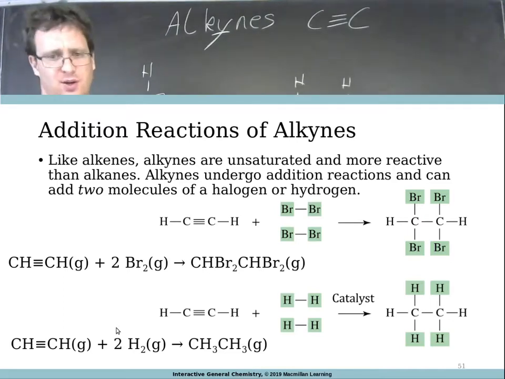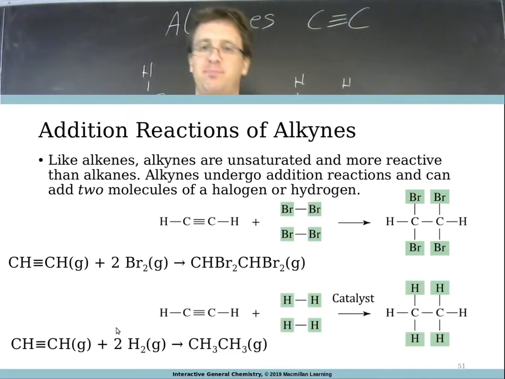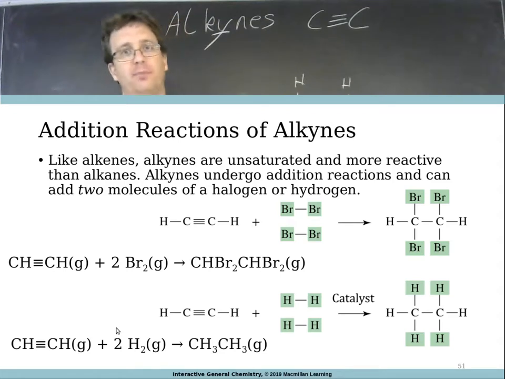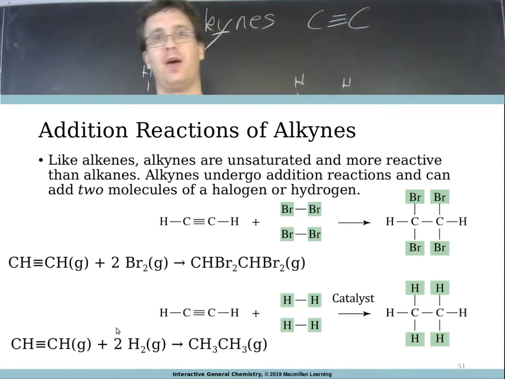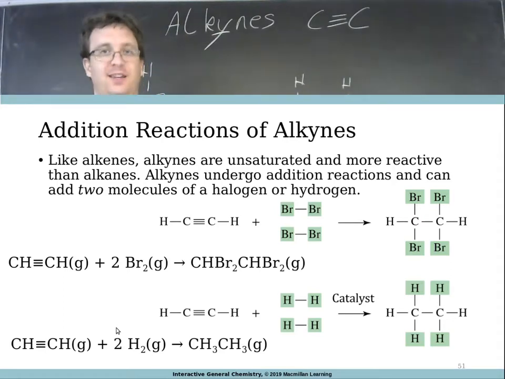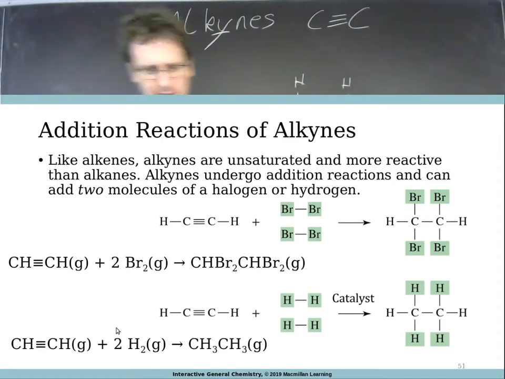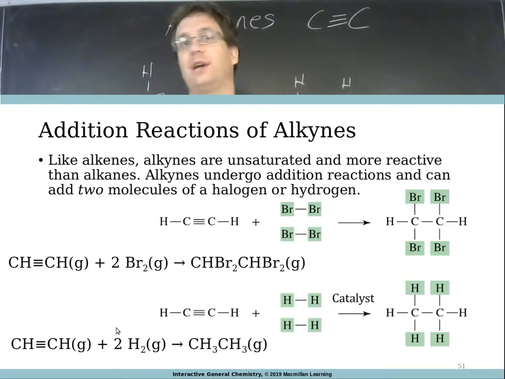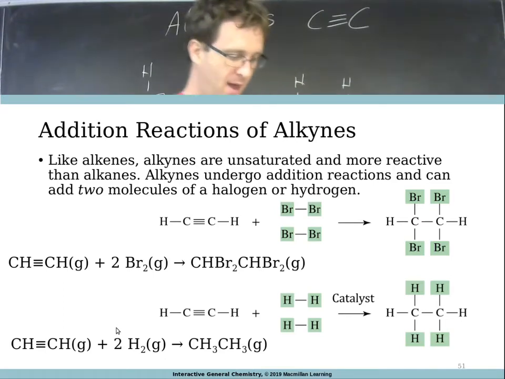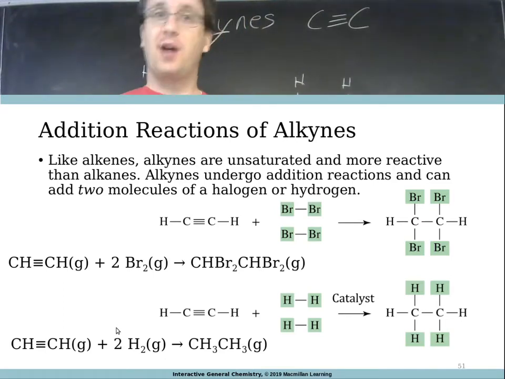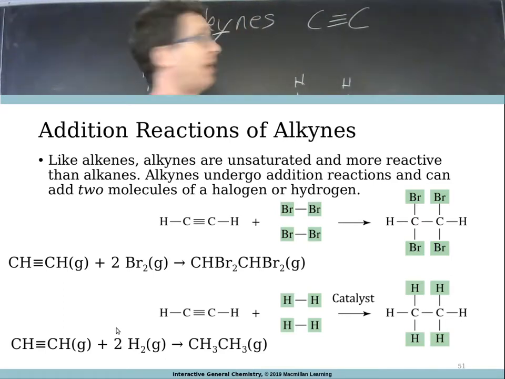And so ethyne plus 2 bromines will become 1,1,2,2-tetrabromoethane. And you can do the same thing with hydrogen, right? So ethyne plus 2 hydrogens becomes just plain old ethane. And those are the alkynes. Alkynes have triple bonds.